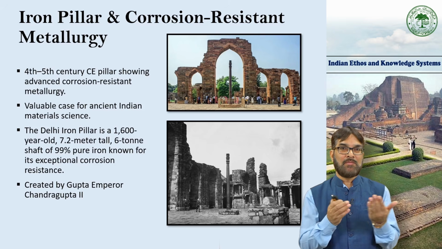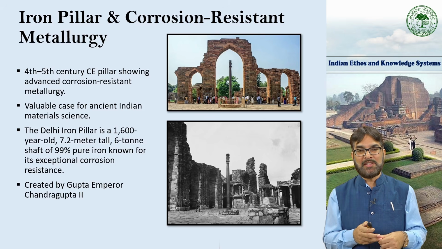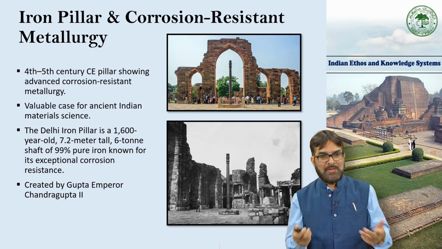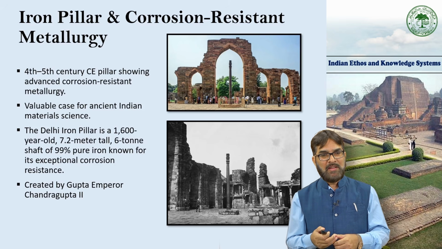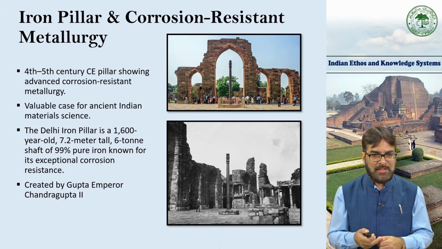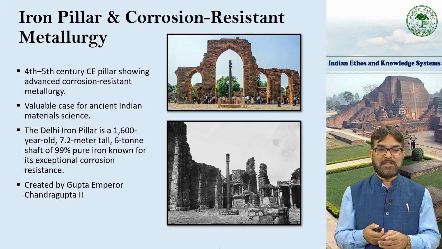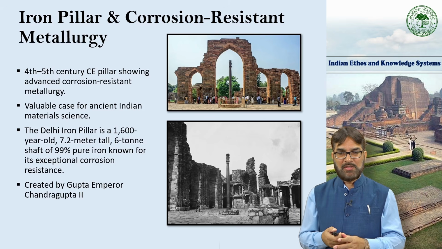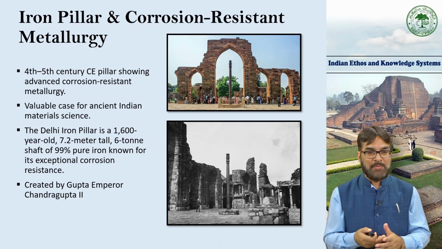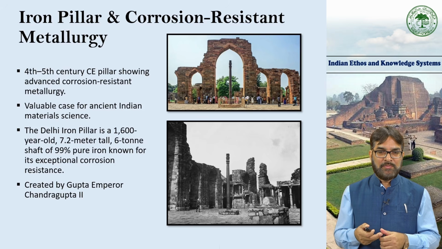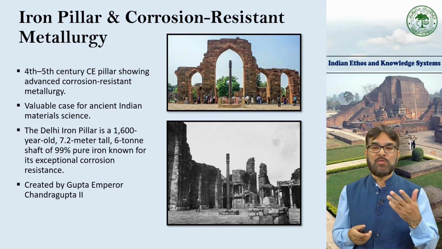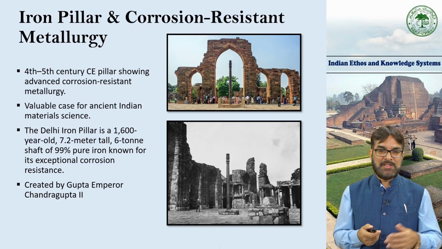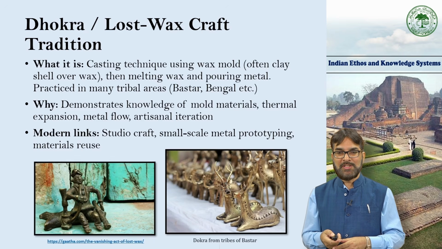Iron pillar and corrosion-resistant metallurgy. That's one of the wonders of Indian architecture. Pillars from the 4th and 5th century Christian era show advanced corrosion-resistant metallurgy, a valuable case for ancient Indian material science. The Delhi iron pillar is a 1600-year-old, 7.2 meter tall, 6-ton shaft of 99% pure iron, known for its exceptional corrosion resistance. Even today it is corrosion free. It was created by the Gupta Emperor Chandragupta II.